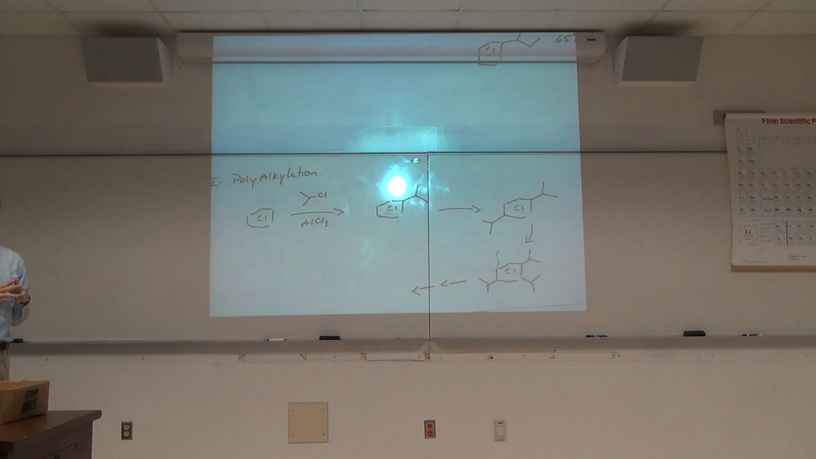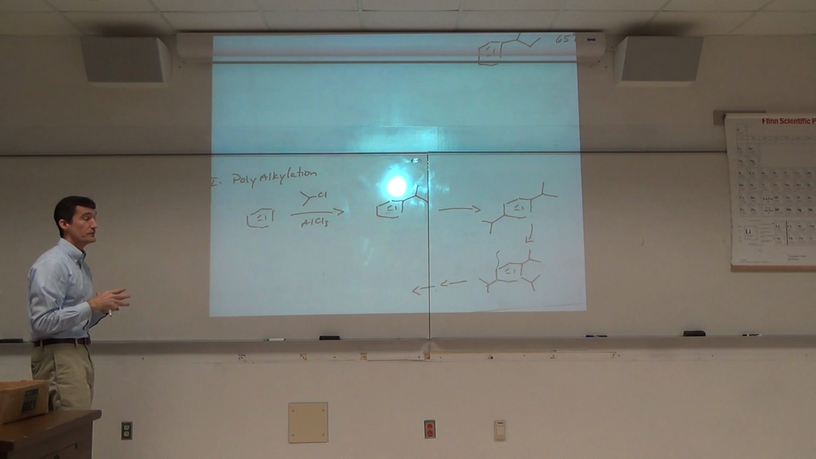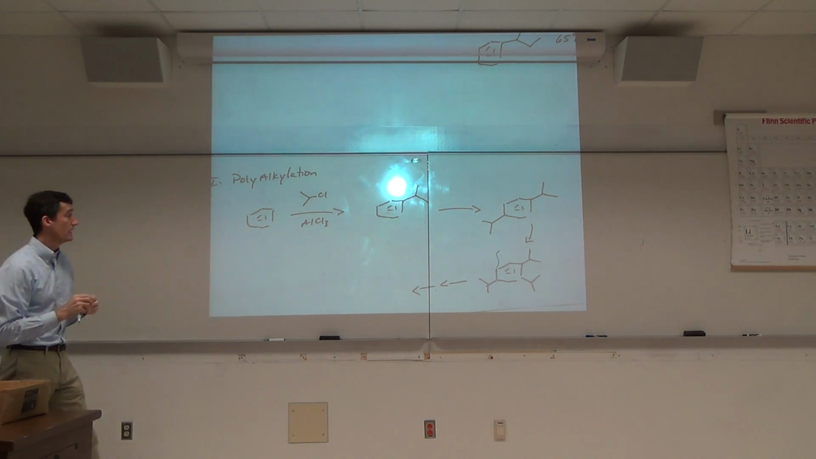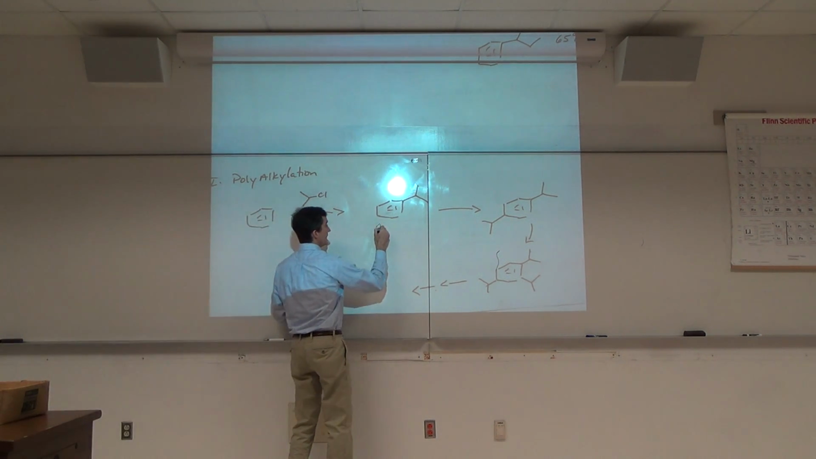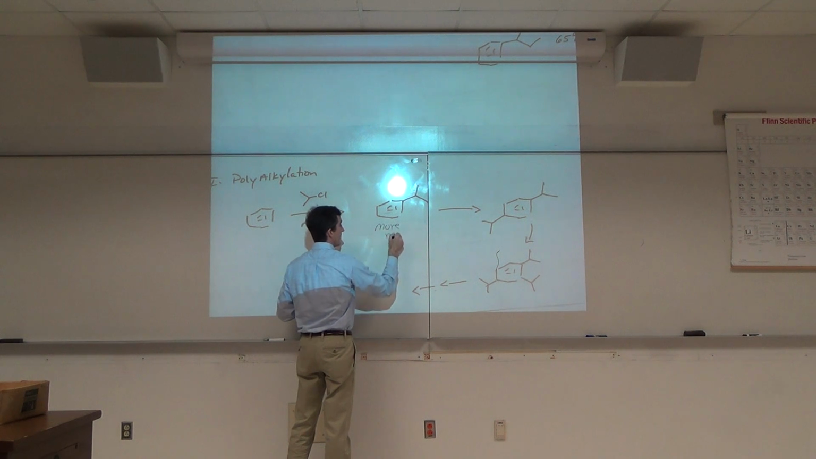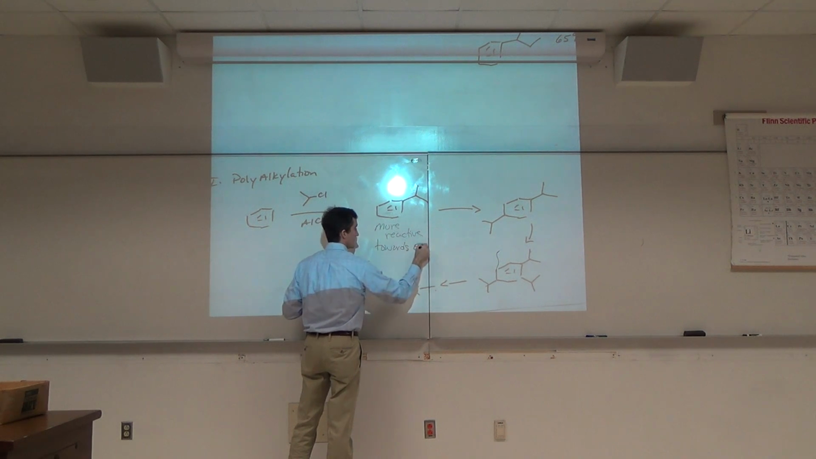Product, why? Because the product now has this alkyl group, and what does it do? What type of director or activator is it? It's a group 2, a weak activator. Okay? So the product is more reactive towards EAS.